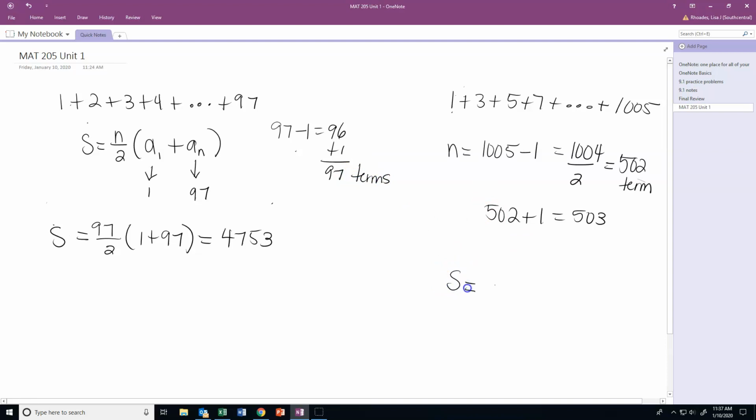Now the rest of the problem follows the same. I would set up the sum. There's 503 terms divided by 2. The first term is 1 and the last term is 1005, which ends up with a total of 253,009.